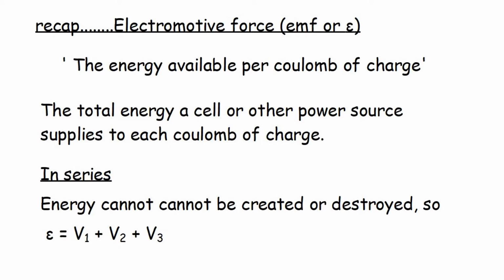In series circuits, we know that epsilon, the EMF, is equal to the sum of the PDs across each of the components. So epsilon equals V1 plus V2 plus V3, and this comes from conservation of energy, where we know energy cannot be created or destroyed.